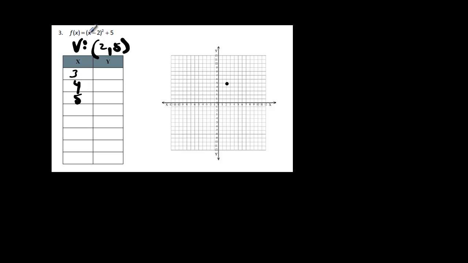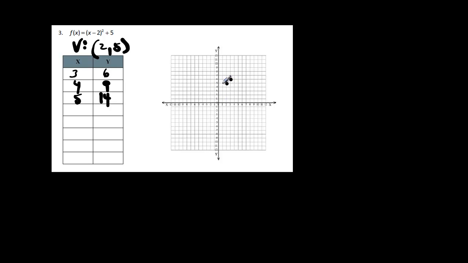If I plug in 3, 3 minus 2 is 1, 1 squared is 1, 1 plus 5 is 6. 4 minus 2 is 2, 2 squared is 4, 4 plus 5 is 9. 5 minus 2 is 3, 3 squared is 9, 9 plus 5 is 14. So let's do those. (3, 6). Now I'm not going to do (-3, 6) because the vertex is not when x is 0. The vertex is when x is 2.